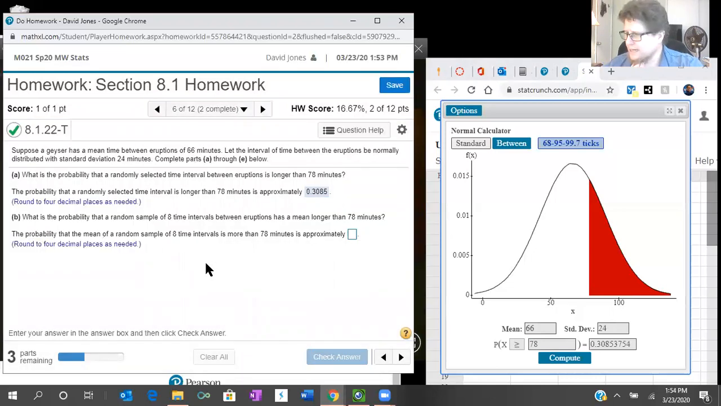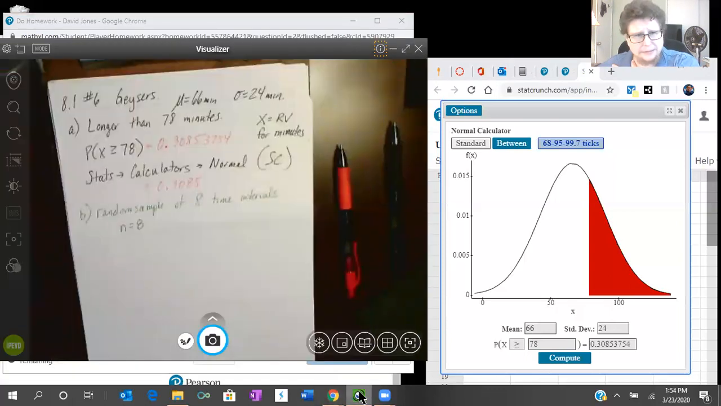And now question B, they change it up. It says a random sample of 8 time intervals. What is 8 right here? Well, they're recording 8 different entries. So for this, n equals 8. So I'm going to switch back to my camera. I wrote that down. Random sample of 8 time intervals, n equals 8.